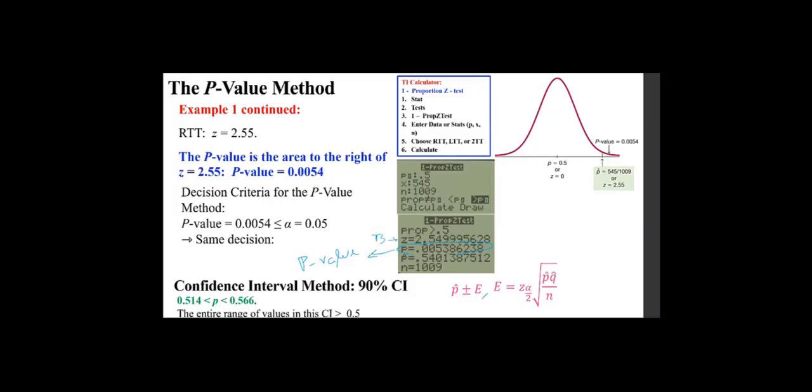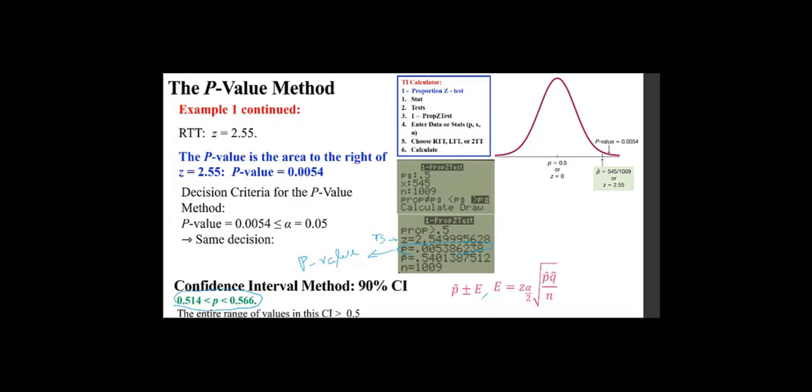Notice what happens when you look at your confidence interval. The endpoints, both numbers, are larger than 0.5. So the entire range of values in this confidence interval is larger than 0.5, which means we are 90% confident that the limits of 0.514 and 0.566 contain the true value of P. The sample data appear to support the claim that most consumers are uncomfortable with drone deliveries.